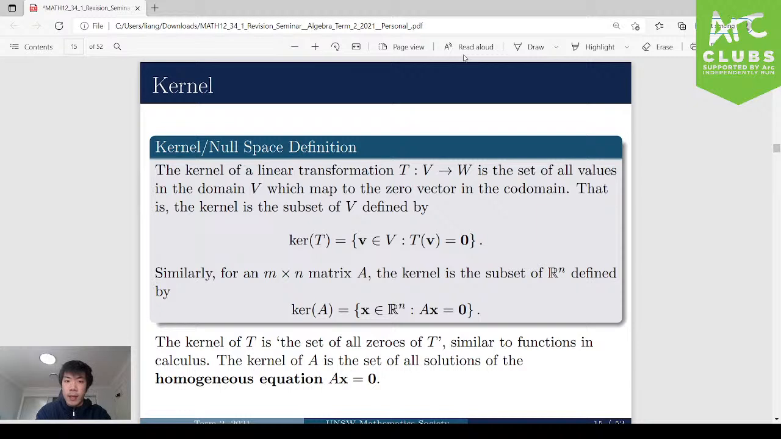What the kernel basically means is that it's a subset of your domain, where if you take a particular vector v out of the kernel and transform it with T, it will send you to the 0 vector in the codomain. So it's just any vector v in the domain where T of v sends you to the 0 vector in the codomain. That's what the kernel means. It's the set of all vectors that do that.